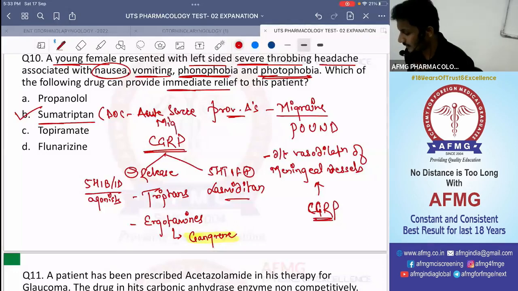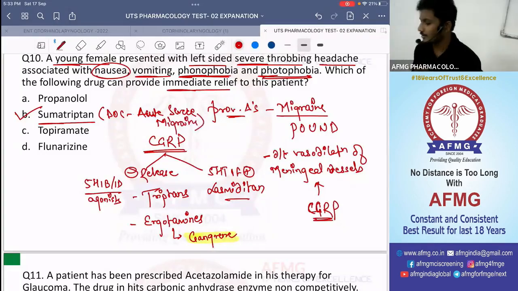This is an important thing here. One of the important topics in pharmacology is migraine. Every time or every alternate time there has been a question on migraine. So migraine is one of the important topics even for NEET PG and for FMG as well. No issues till here, anybody?